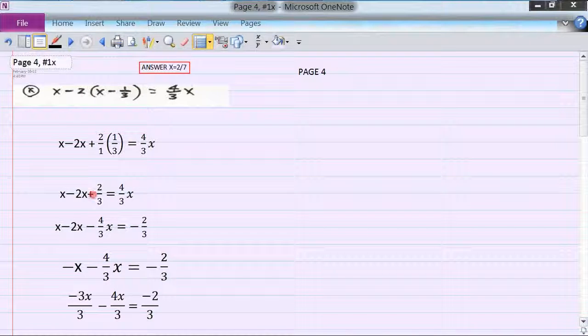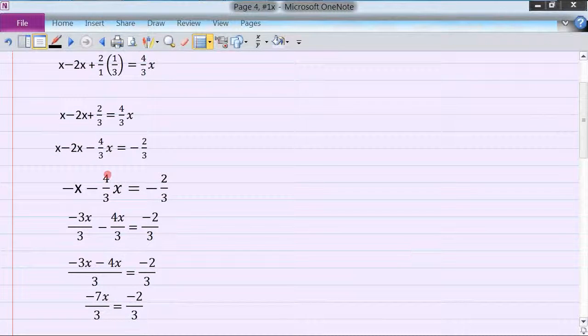So plus 2/3 on the left becomes minus 2/3 on the right, okay, and the plus 4/3 x on the right becomes minus 4/3 x on the left, because I want the variable term on the left and the number on the right.